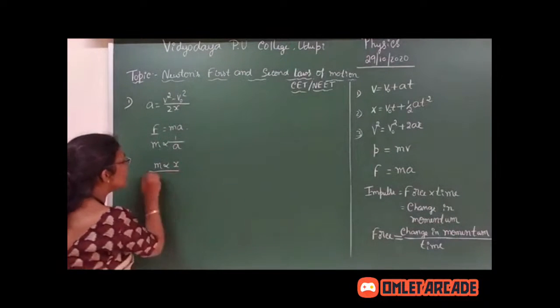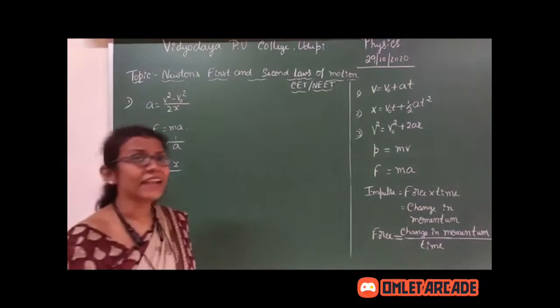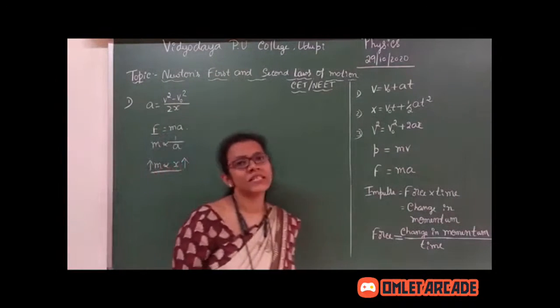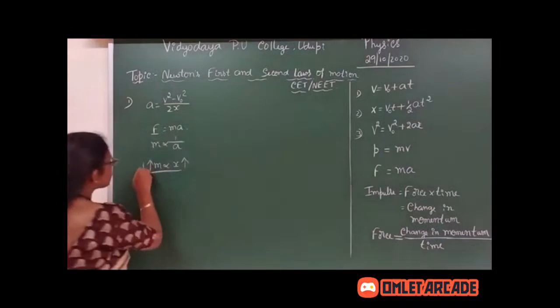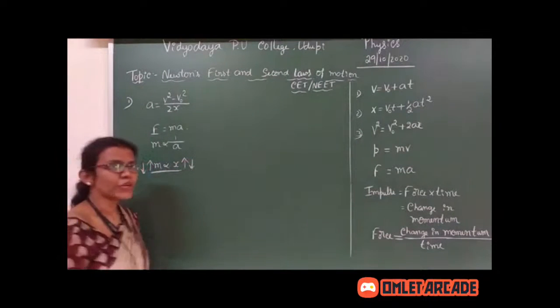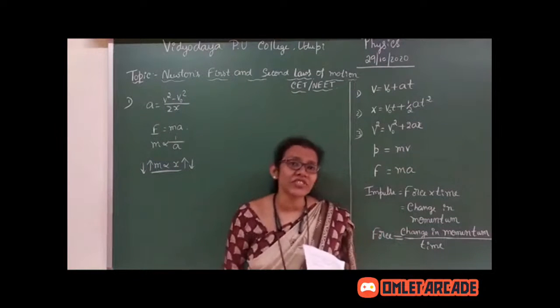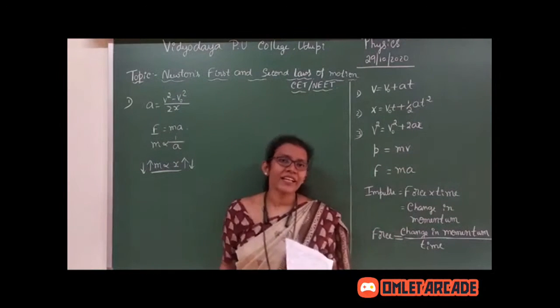So, m is proportional to x. What does it mean? It means that the more the mass, the more the distance covered. If the force is the same, the less the mass, the distance covered will also be small. So here, truck and a car: we know that the truck's mass is more, so it will cover more distance. Then the car, its mass is less, it covers less distance.